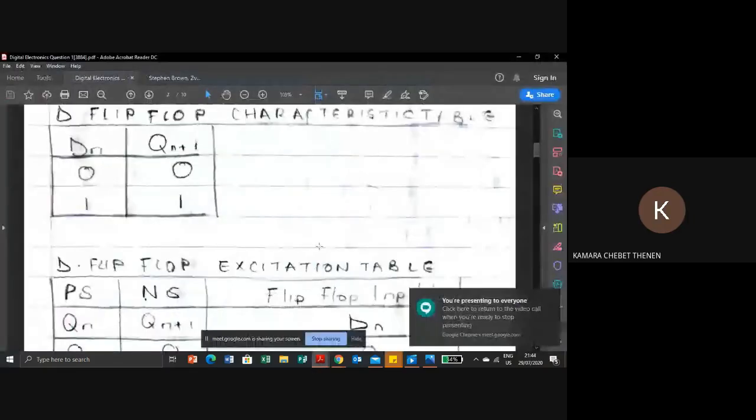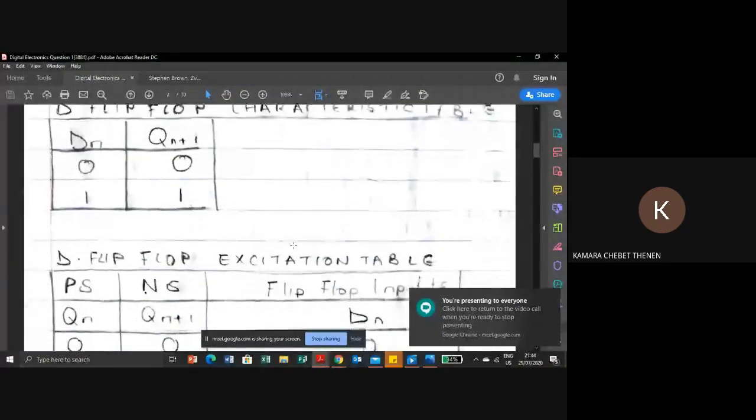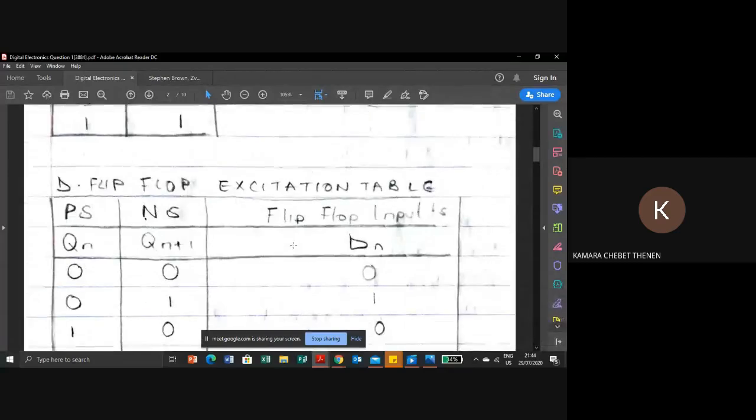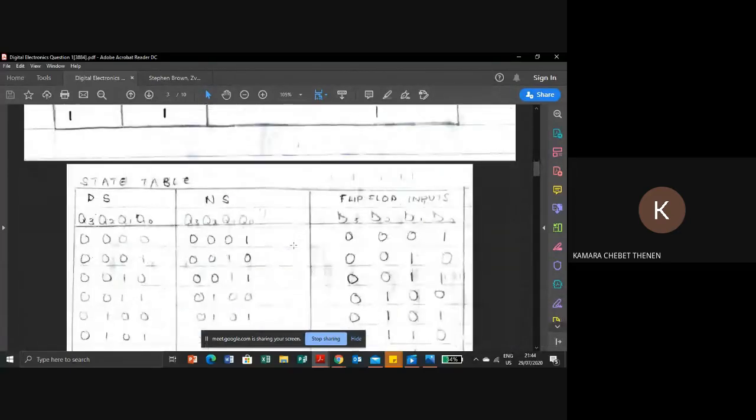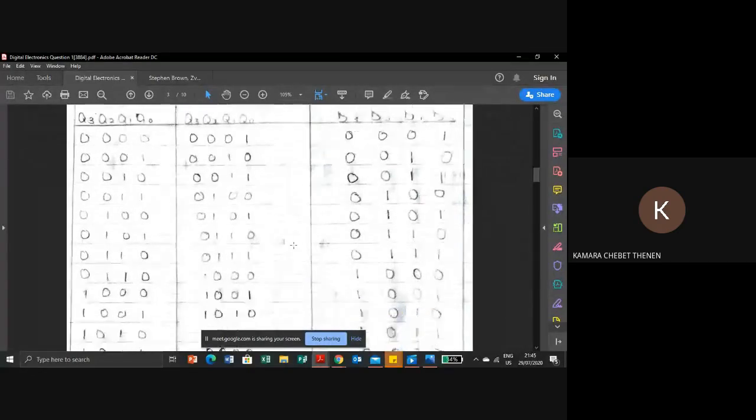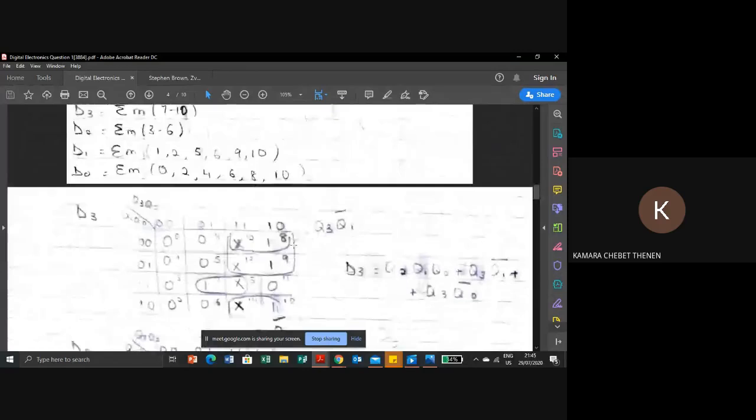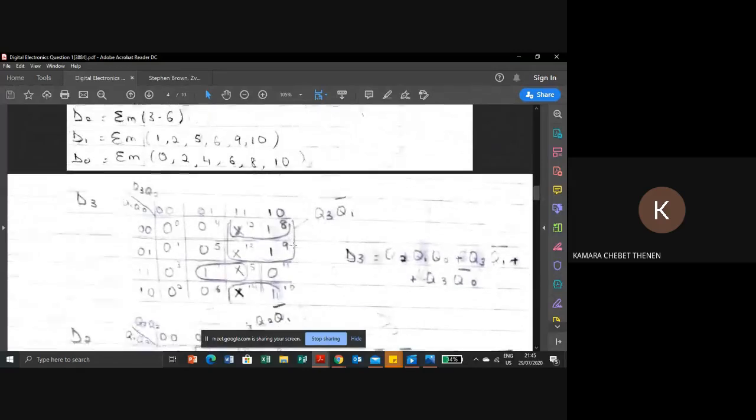Okay, yeah. So you need your excitation table, and then we did the same state table where you have your present state, next state, and then your flip-flop inputs. Then we did our Karnaugh maps. Here, the unused states are going to be 12 to 15, because a mod 12 counter will only count from 0 to 11. So that's where the don't care states will come in here. And then you group them according to your preference.